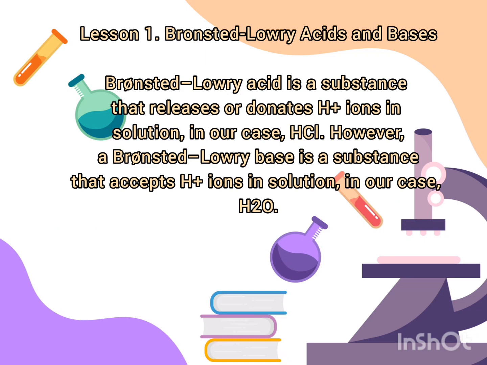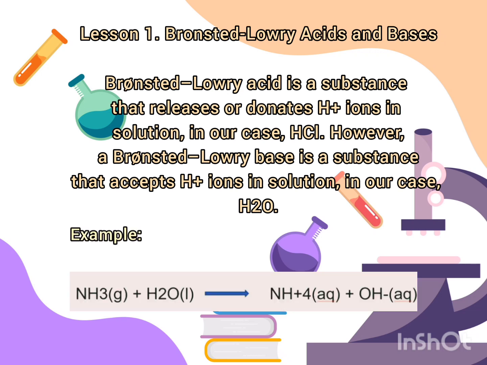Lesson 1, Bronsted-Lowry acids and bases. A Bronsted-Lowry acid is a substance that releases or donates protons or hydrogen ions in solution. In our case, HCl or hydrogen chloride. However, a Bronsted-Lowry base is a substance that accepts protons or hydrogen ions in solution. In our case, water. Example: we will figure out which substance is acting as an acid or base. In this example, water acts as a Bronsted-Lowry acid because it releases a proton. On the other hand, ammonia acts as a Bronsted-Lowry base because it accepts a proton.